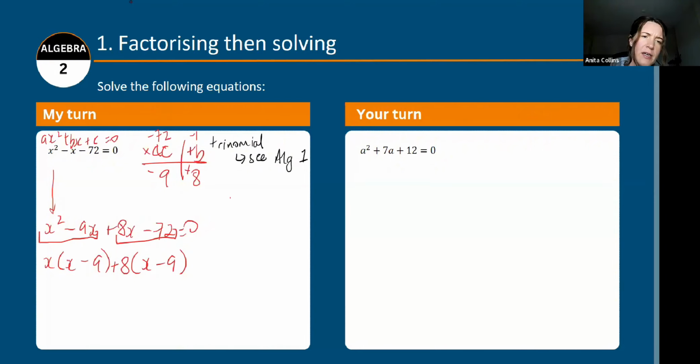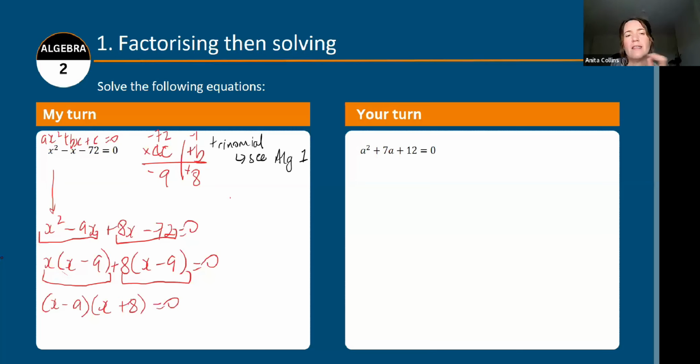Is that right? Let me check. x squared minus 9x plus 8x minus 72. All correct. Right, we factorize again. I'm down now to two terms. And what's common? x minus 9. So take out the x minus 9, and I'm left with x plus 8 is equal to 0.